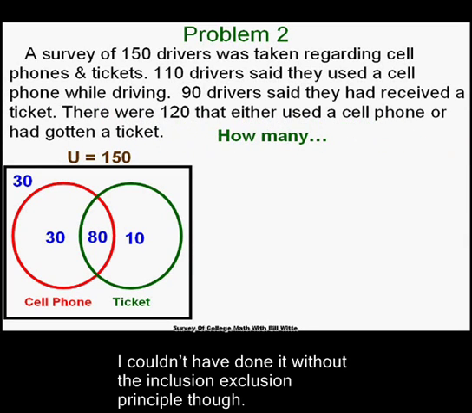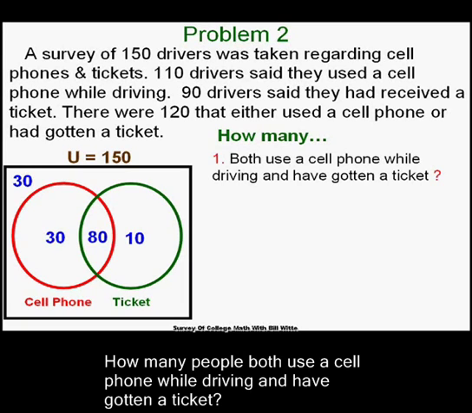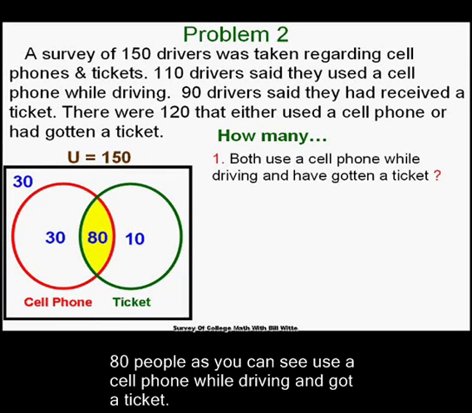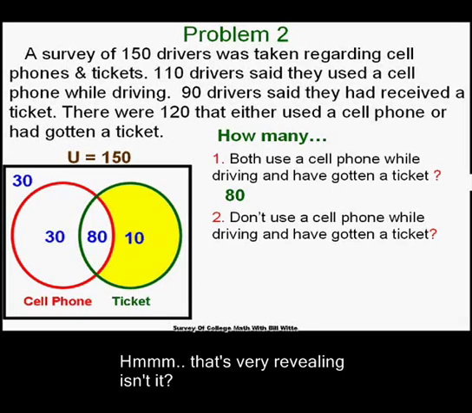So let's go back to our questions. How many people both use a cell phone while driving and have gotten a ticket? 80 people use a cell phone while driving and got a ticket. How many don't use a cell phone while driving and have gotten a ticket? This is the amount of people that don't use a cell phone and they've gotten a ticket.